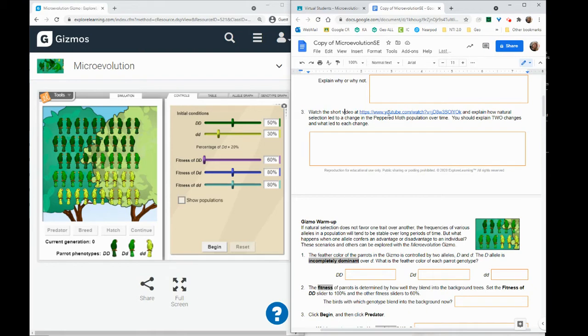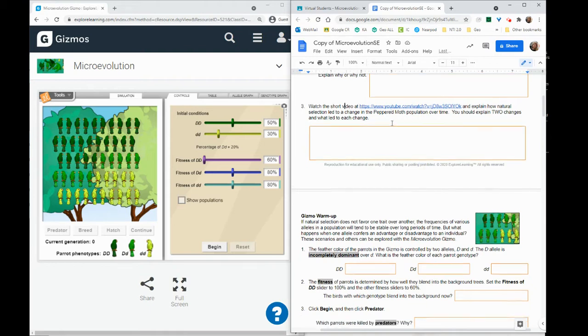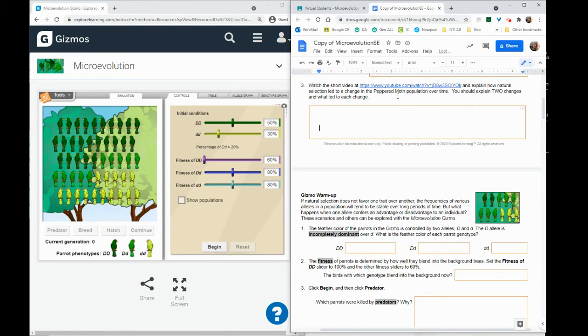At some point, you'll need to watch this video that reviews the peppered moths. We've talked about the peppered moths and how the population shifted in color over time when the environment changed. So you'll watch that video and you will explain the changes that happened.